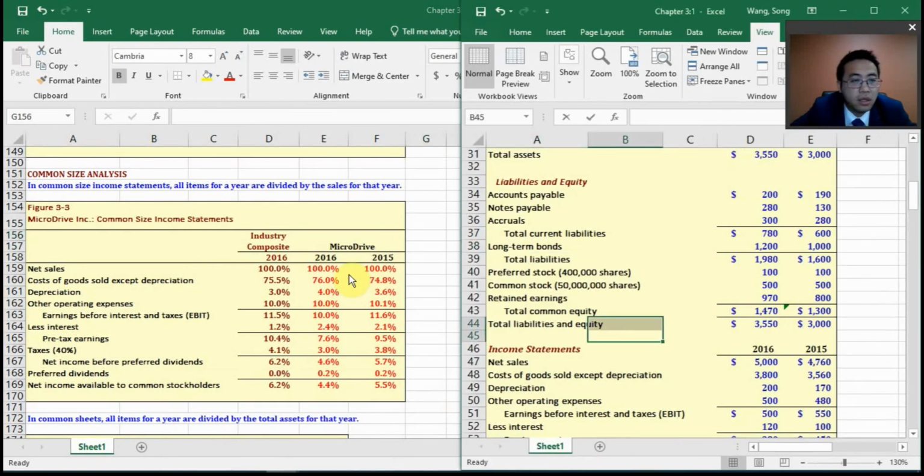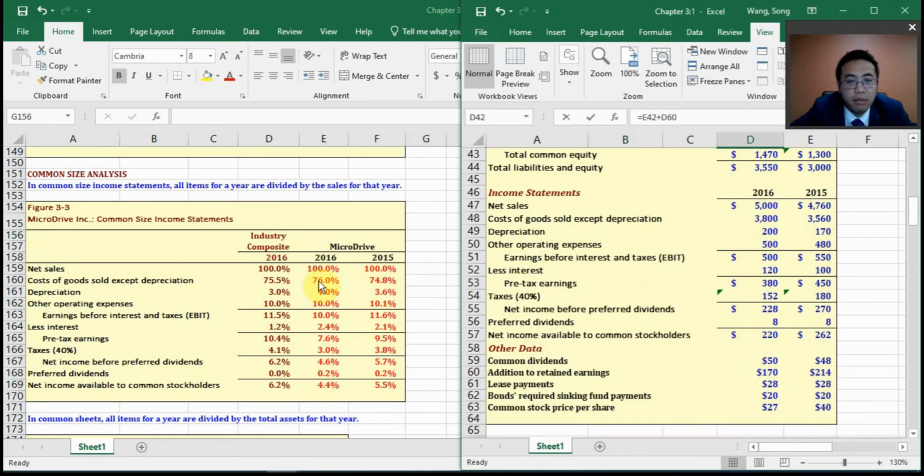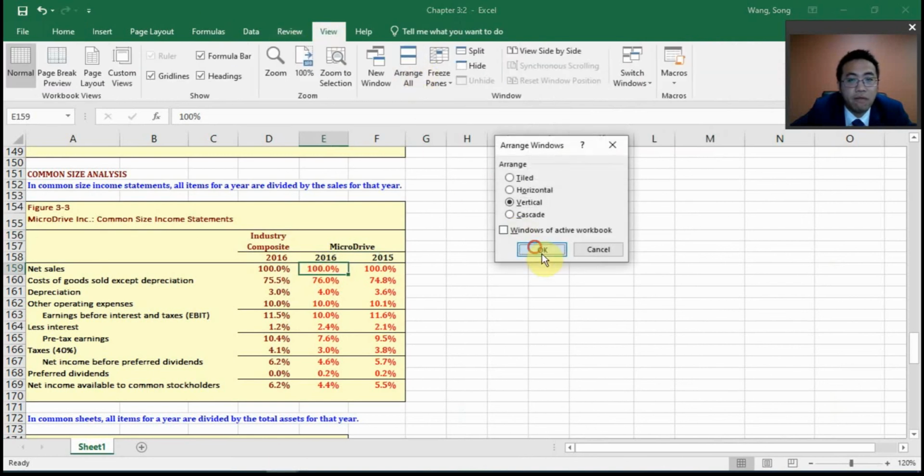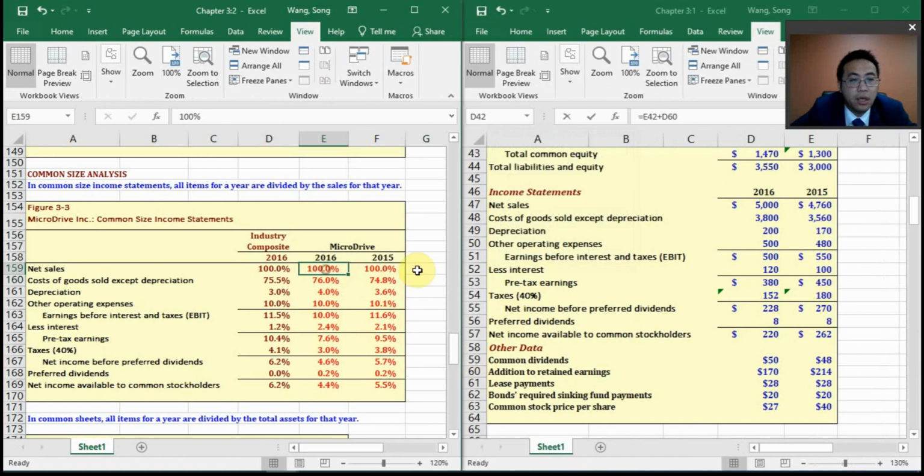Okay, so I will move down to the income statement, and I will arrange all vertical, and I will use the net sales as the common denominator, which is right here. Then for the sales in common size, I divide it by itself. If I drag it down, everything here would be 100% because I did not use the net sales as a common denominator. So before I drag it down, let me just undo it.